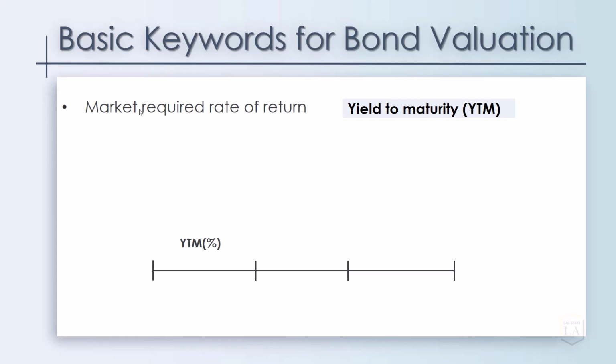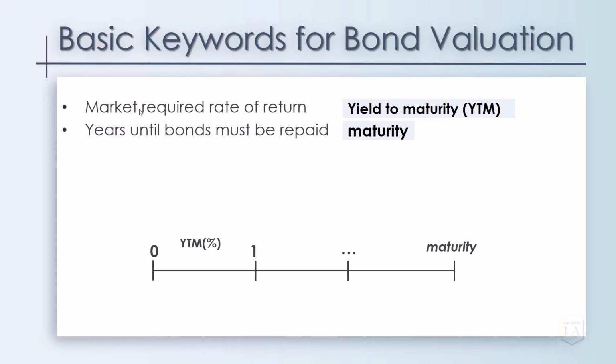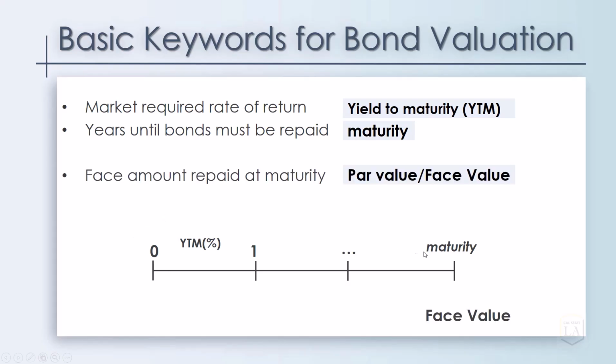And then it also has to have a timeline, or a number of periods. In the bond setting, it's called maturity, the years until this bond must be repaid. Another important ingredient here is future value, like how much you will be able to collect at the end of this time period or maturity. It's usually written on the face, or in what's called the indenture, which is like a contract, and that is the face amount to be repaid at maturity. That name would be par value or face value.